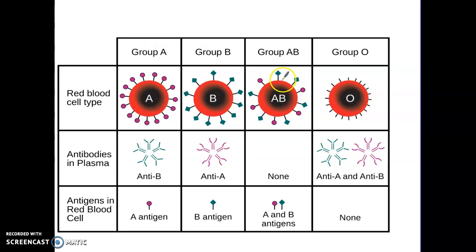If you are type AB blood, you have both of those types of antigens, but then you don't have any antibodies. Obviously you couldn't have anti-A or anti-B antibodies because you would be attacking your own cells, and that'd be a problem. And right here is why group O blood are universal donors.